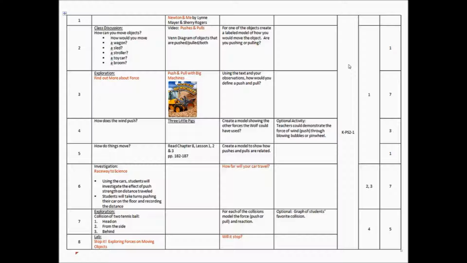Lesson 2 also asks students to construct a labeled model showing how one of the objects moves. With your guidance, for instance, if a student selects the wagon, we would expect the model, or drawing, to include labels for the wagon itself, the wheels, the handle, and the person applying the push or pull. To represent the force applied to the wagon, the drawing should include an arrow, labeled with push or pull, showing the direction the force is applied.